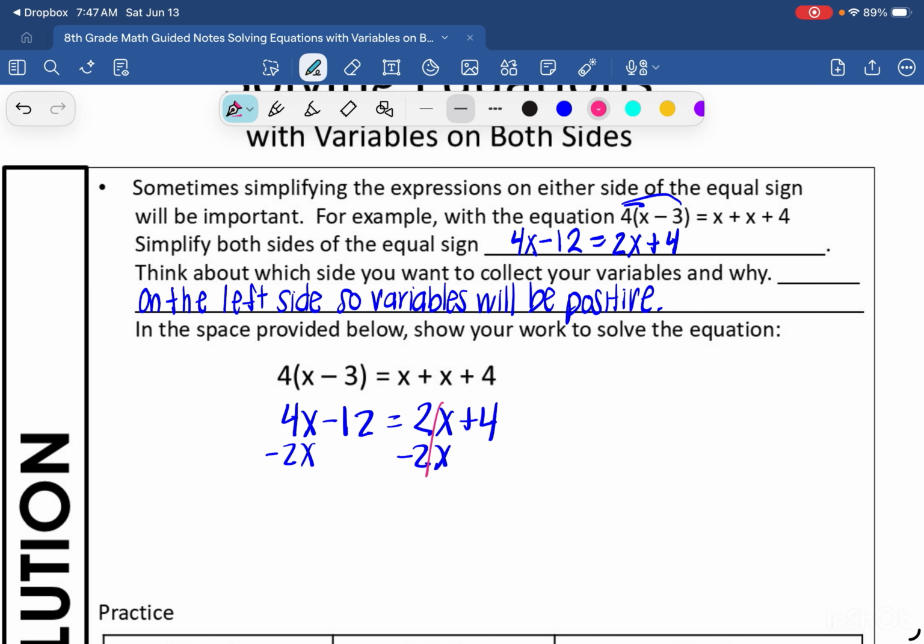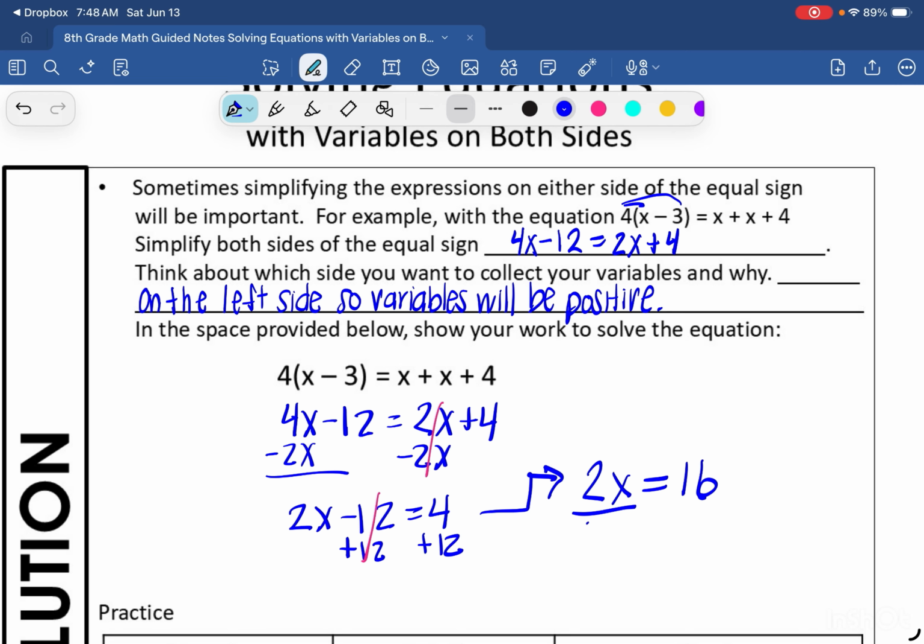This will cancel, and I get 4x minus 2x is 2x minus 12 equals 4. I'm going to add 12 to both sides to get the variables isolated. This will cancel, and writing over here, I get 2x equals 4 plus 12, which is 16. Divide by 2, divide by 2. I get x equals 16 divided by 2, which is 8.